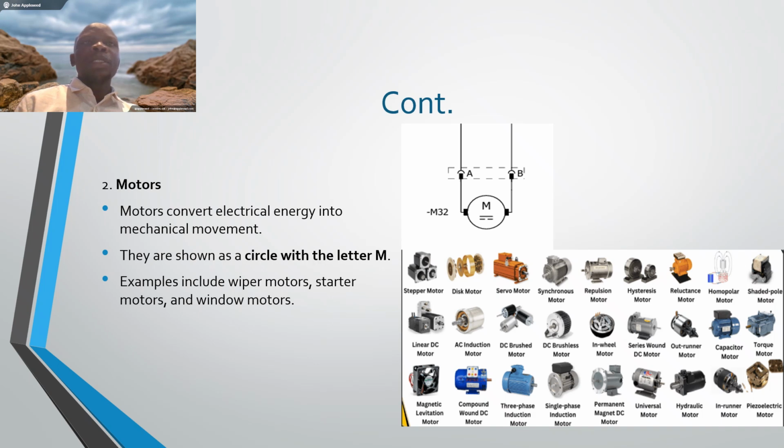We'll have motors as a load device. Motors convert electrical energy into mechanical movement. They are shown as a circle with the letter M, as you can see up there. The examples include wiper motors, starter motors, window motors, and many others. As you can see on the screen, we have several of the motors, but all of them are represented as you can see above in the wiring diagram.